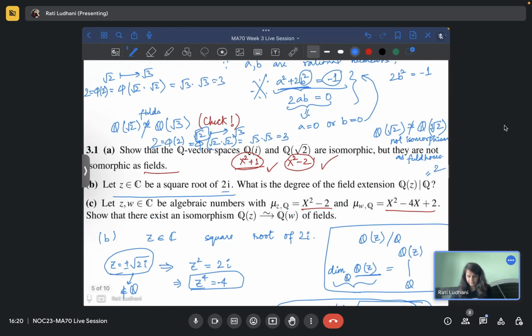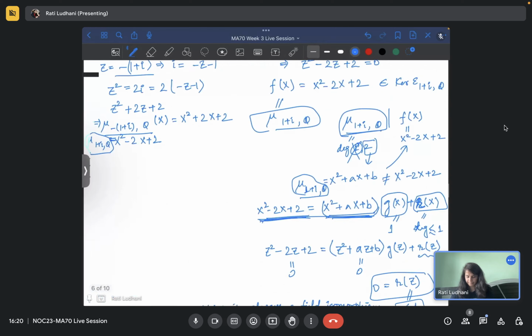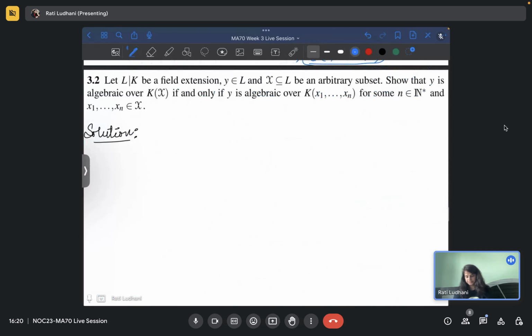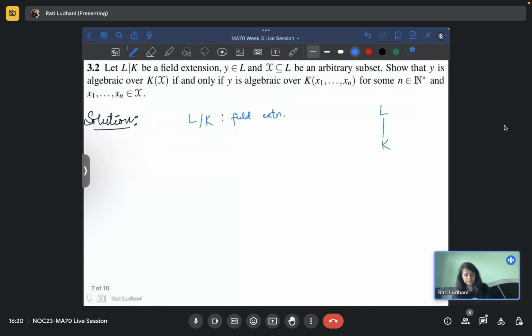Okay, understood. Great. Let's move to this question. L over K be a field extension. So we always write this picture. This is a field extension, L is sitting above K. For example, R and Q. Even you can have C.